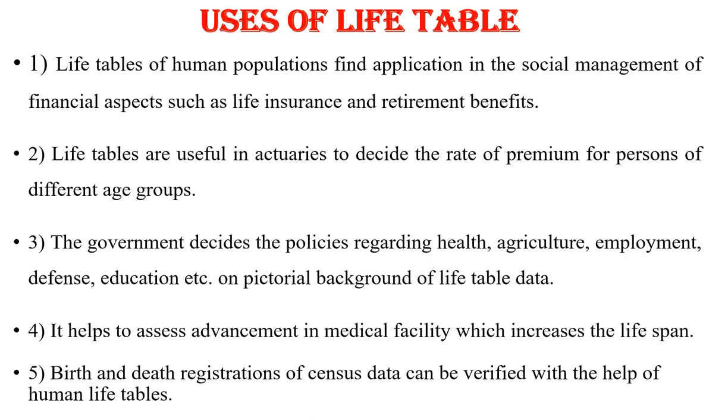The government decides policies regarding health, agriculture, employment, defense, and education on the background of the life table data. Means if the number of youngsters or the number of individuals in the 0 to 6 age group is more, then in future we will have to provide educational facilities for that particular age group.